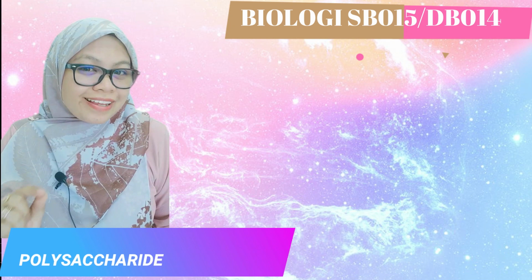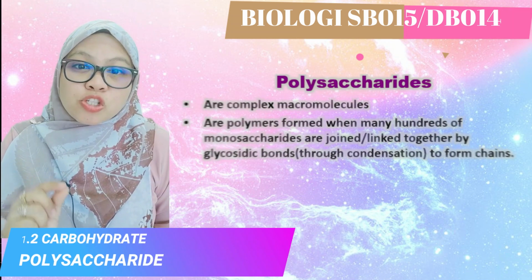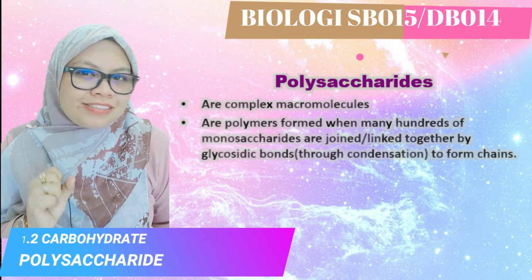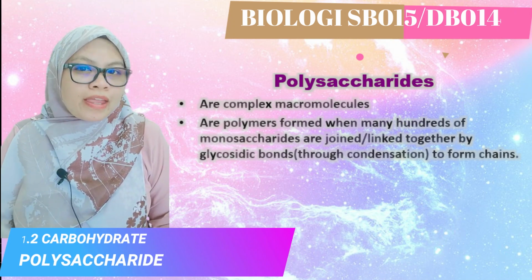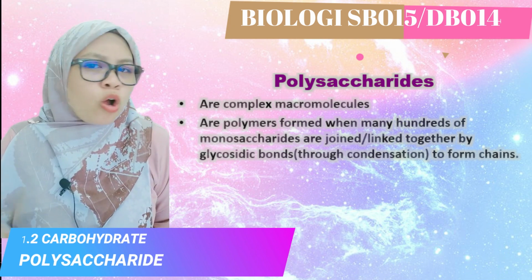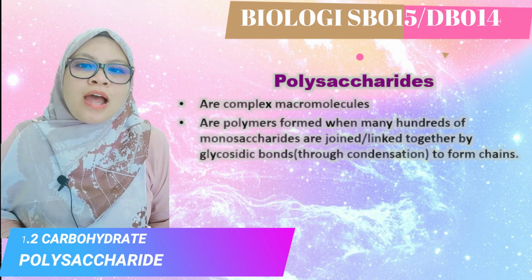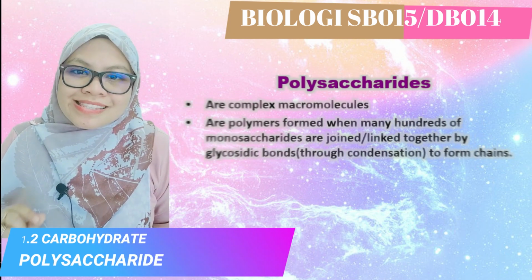Compared to monosaccharide and disaccharide, polysaccharide is known as complex sugar because the size is large and they are more complex. Why? Because polysaccharide is made up of hundreds or thousands of monosaccharides that join together by glycosidic linkage through the process of condensation.